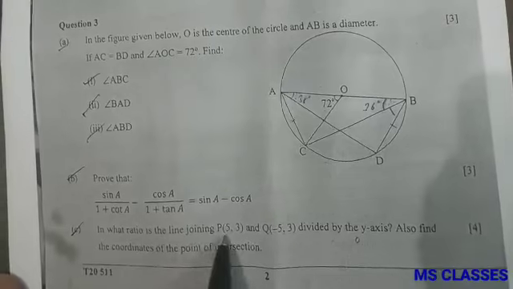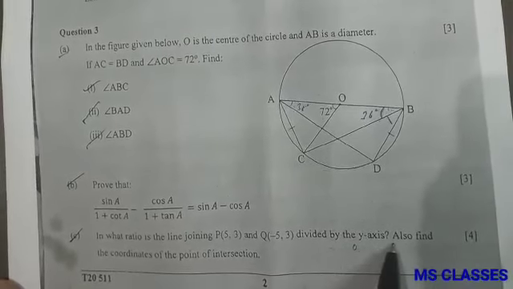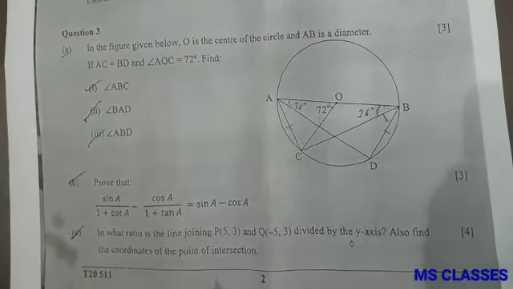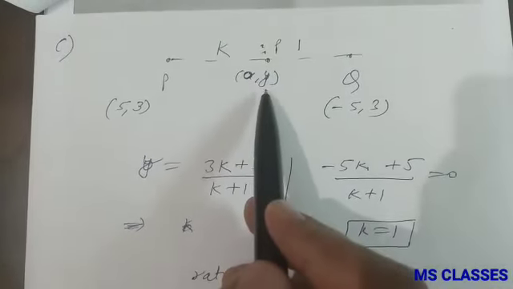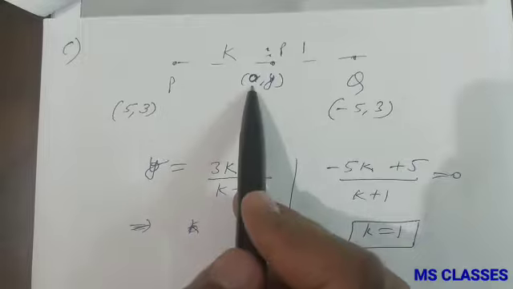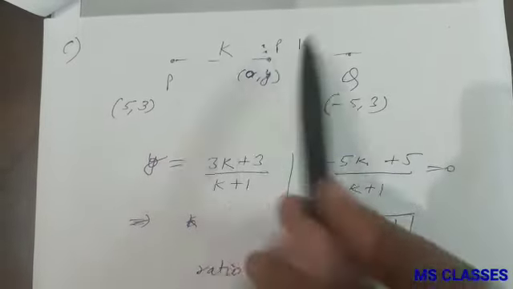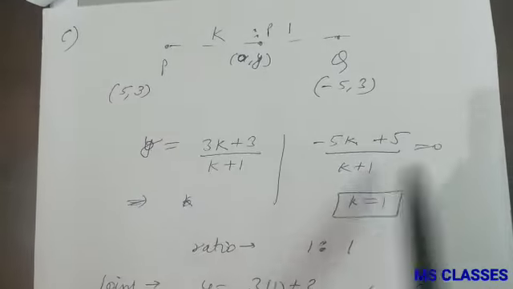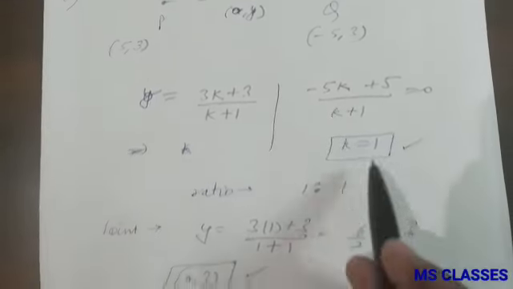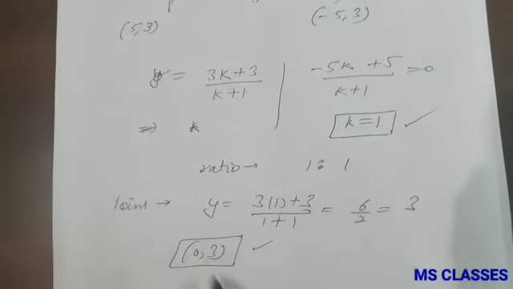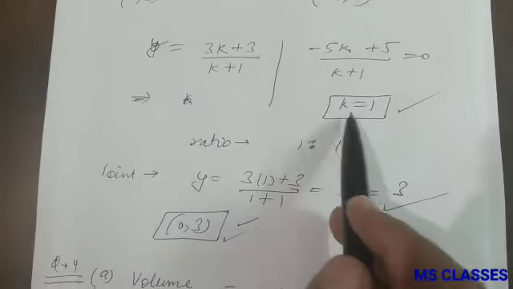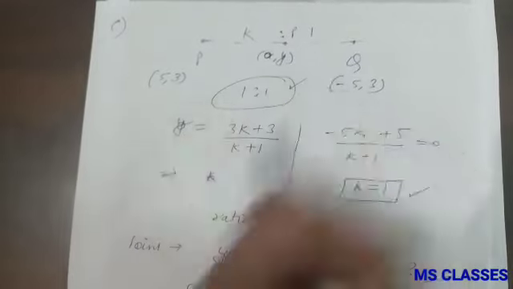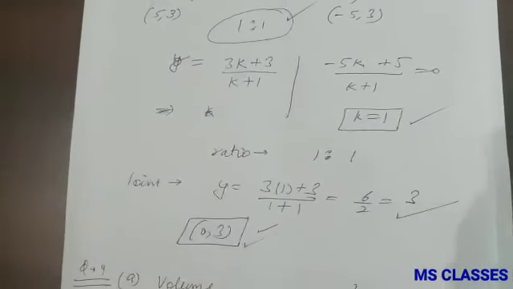C. In what ratio is the line PQ divided by the y-axis, and also find the coordinates. So as this is the point lying on the y-axis, so x will be 0. So let's suppose the ratio is k is to 1. So if we use the formula, we get k as 1. And if you put the value of k here, we get y as 3. So the point is 0, 3. And the ratio is 1 is to 1 because k is 1. So answer is 1 is to 1 and the point is 0, 3.